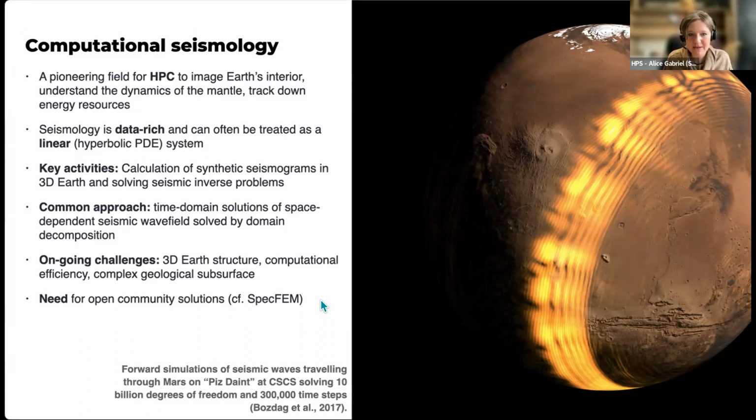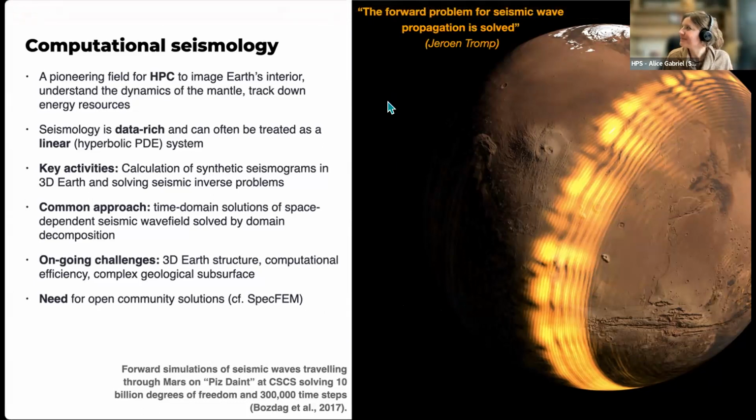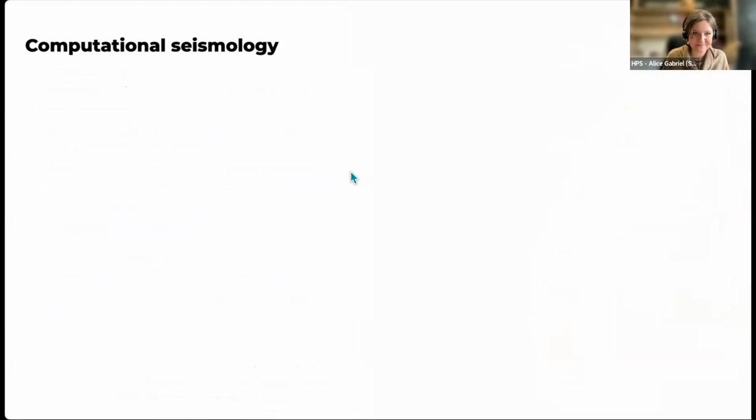Here's a shout out to SpecFam. There's other community codes that we covered on day one, such as SW4. This is a little bit of a sassy quote by Sharon Drum, who basically said the forward problem for seismic wave propagation is solved. We will see that for earthquake simulations, this is different. The forward problem, our physics are not as well understood as the physics of wave propagation.